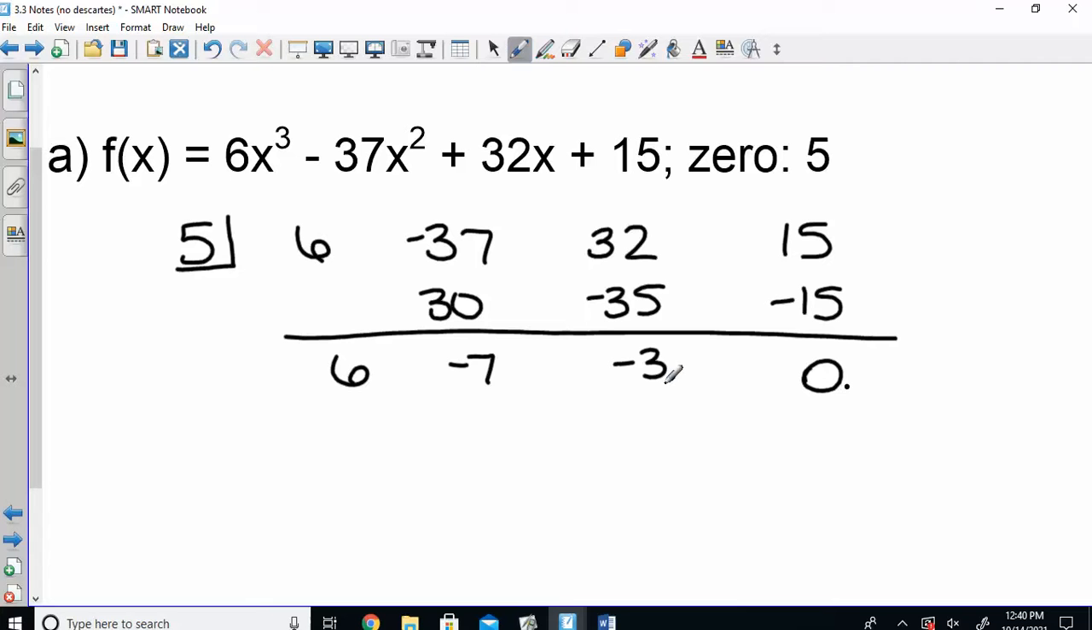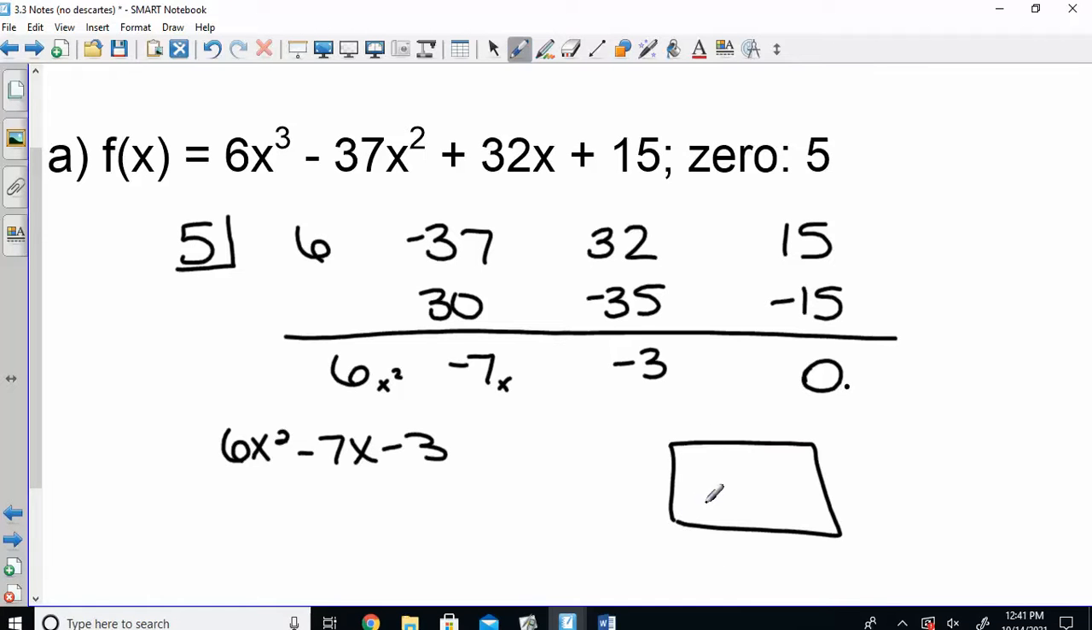Okay, if you put your x's in, your remainder, your constant, x and x squared, I have a quadratic now. My directions were to factor this. Can you factor a quadratic? Yes. We would have to do the box method here. So these multiply to a -18, add to a -7, so that would be -9x and +2x.